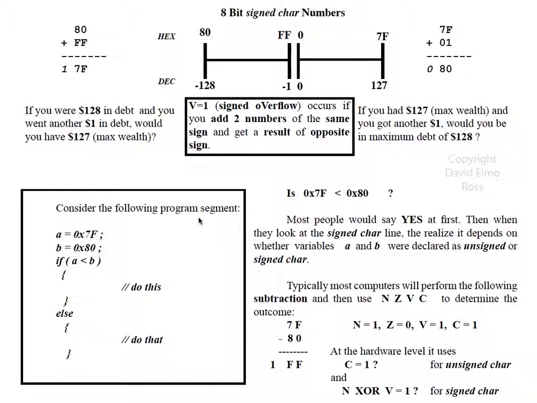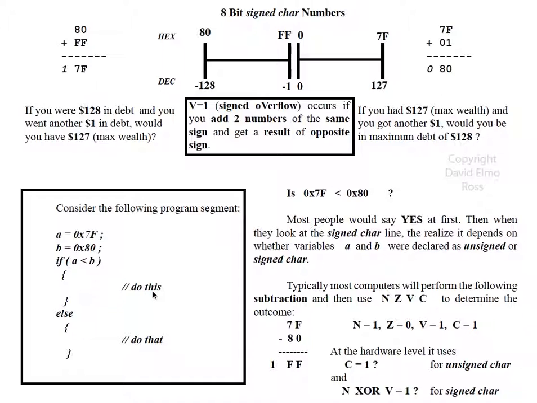Let's consider the following program segment. A equals 0x7f, b equals 0x80. So what it's saying is, if 7f is less than 80, do this, else do that. Now when we first look at it, 7f less than 80, you'd think it's going to do this.